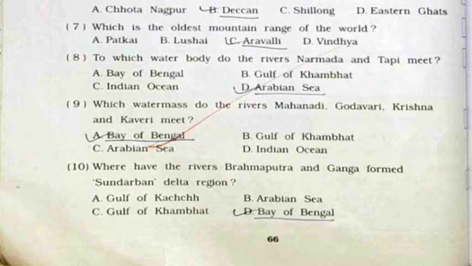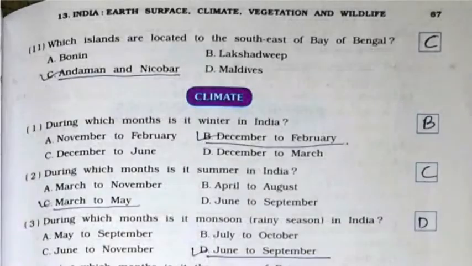Ninth, which water mass do the rivers Mahanadi, Godavari, Krishna and Kaveri meet? It's option number A, Bay of Bengal. 10th, where have the rivers Brahmaputra and Ganga formed Sundarban Delta region? It's option number D, Bay of Bengal. 11th, which islands are located to the southeast of Bay of Bengal? It's option number C, Andaman and Nicobar.